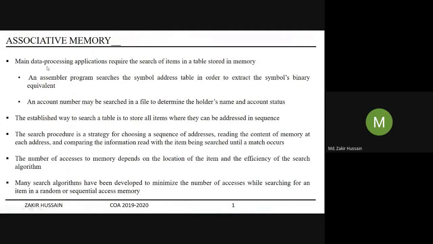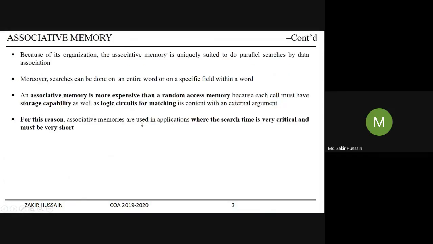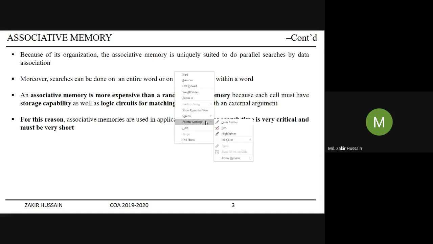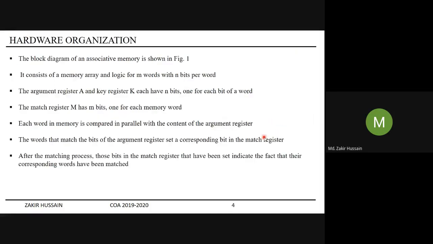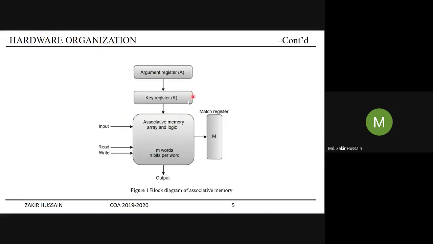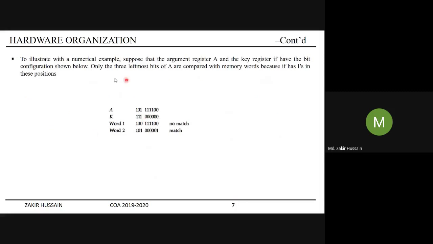Okay. So far, last time we have seen about this associative memory. Several things we have seen about this associative memory. For this reason, associative memories are used in applications where search time is very critical. This also we have seen. And then hardware organization, this also we have seen. And this example also we have seen.